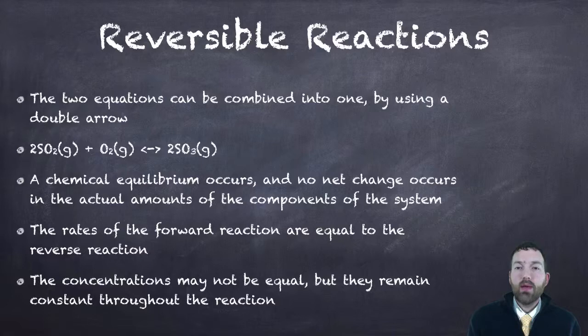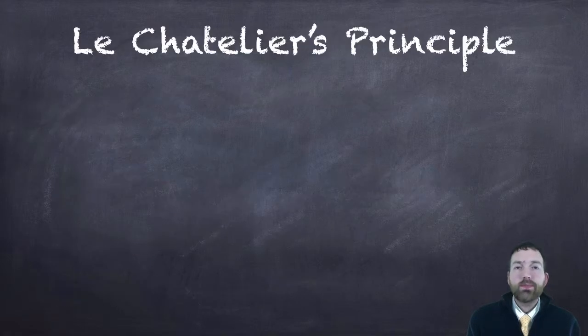This is a very popular Regents question that trips up a lot of kids. You just need to remember the concentrations are constant and the rates are equal. So think of that alliteration: concentrations constant and rates are equal.